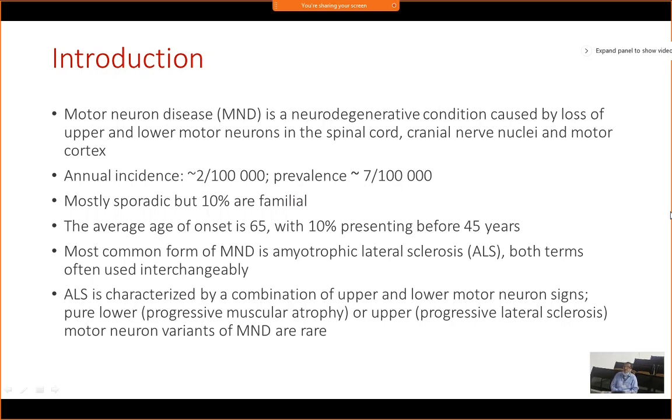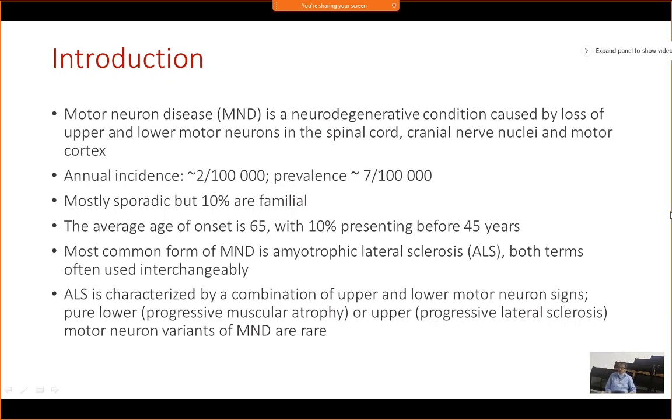Now, motor neuron disease is basically a degeneration of the upper motor neurons situated in the precentral gyrus, as well as degeneration of the anterior horn cells of the spinal cord and the homologous motor neurons, the lower motor neurons situated in some of the cranial nerves, like the third, fourth, sixth, then seventh, then 12th. So many of these nerves have got motor nuclei. So these will be degenerated.